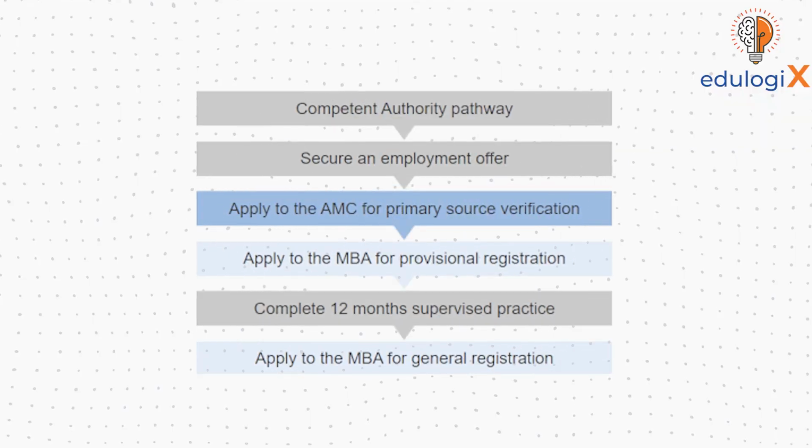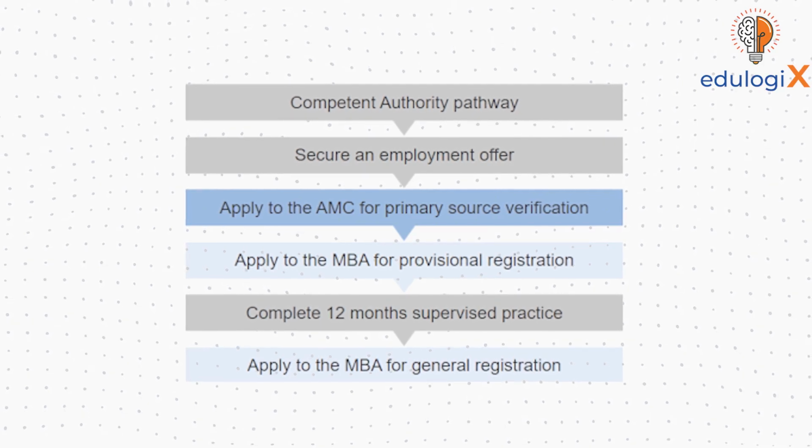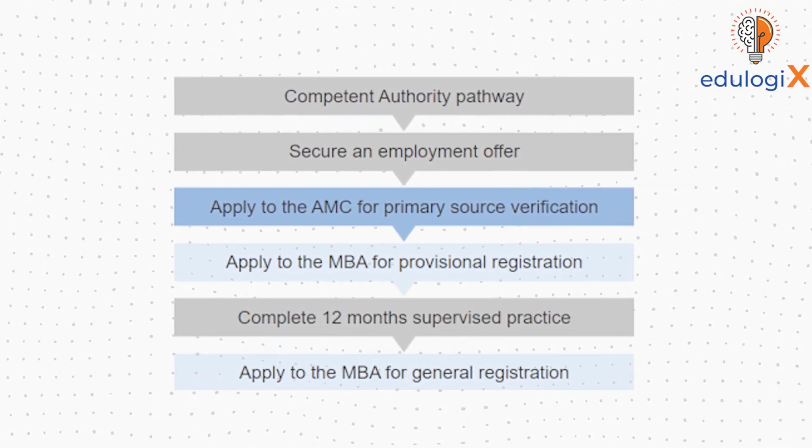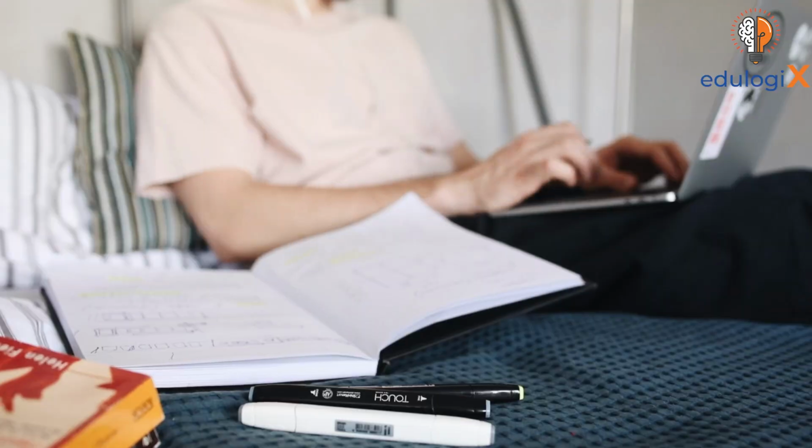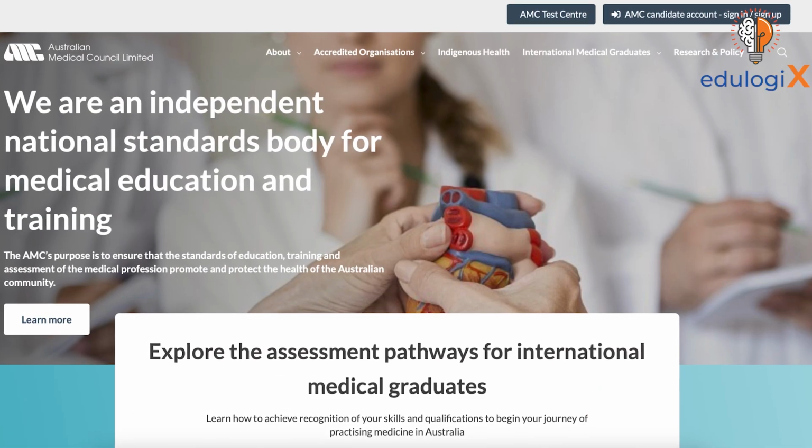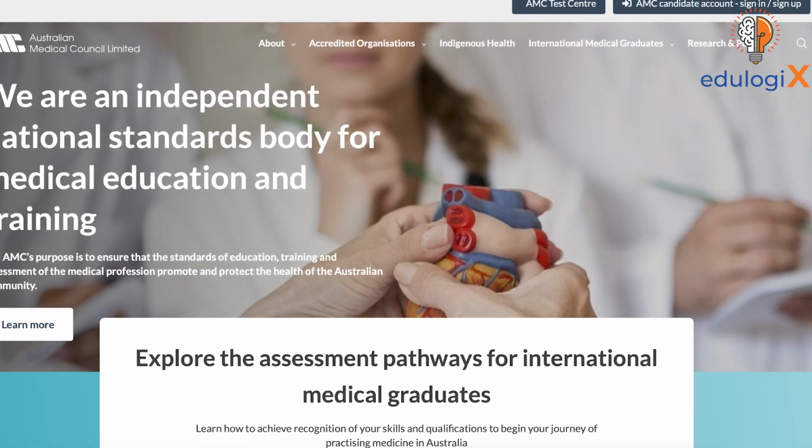You will not only need to meet the qualification requirements from these countries, but you also need to ensure that you have the relevant work experience before you apply to AMC. On the screen, you will be able to see a process flow that explains the various steps required in this pathway. First, you need to find suitable employment in Australia. Once you have suitable employment, you will need to apply to the Australian Medical Council. The AMC will perform your primary source verification, or basically the verification of all your documents and qualification. Once they are satisfied, you can apply to the Medical Board of Australia for a provisional registration.